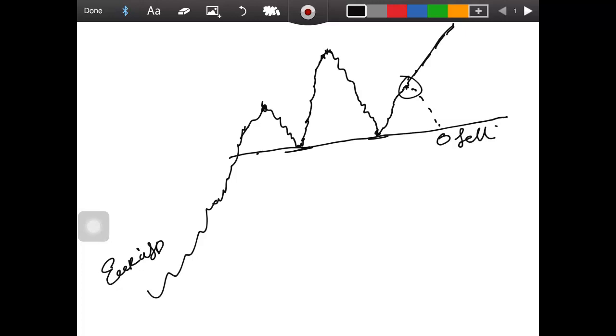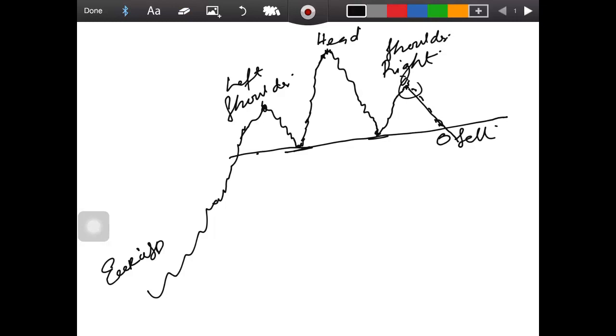Let's assume that this came down. So I clean this. The moment price goes below the neckline, this is the head, this is shoulder 1, the left shoulder, and this is the right shoulder. The moment price goes here, you sell below that neckline. The neckline is the key, and then your stop loss.